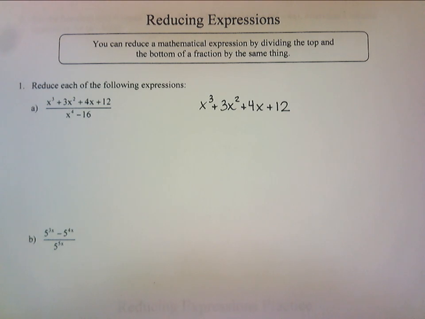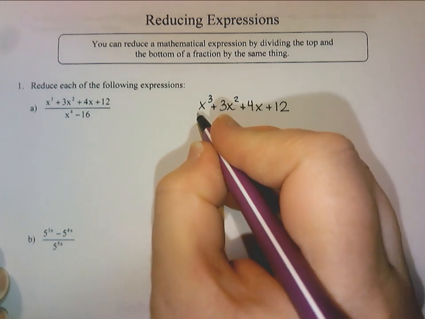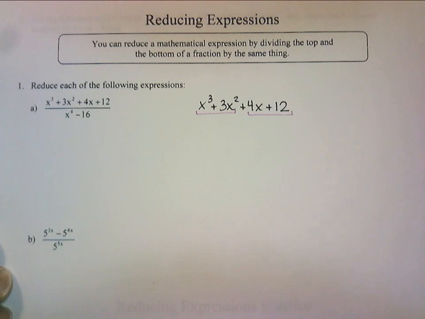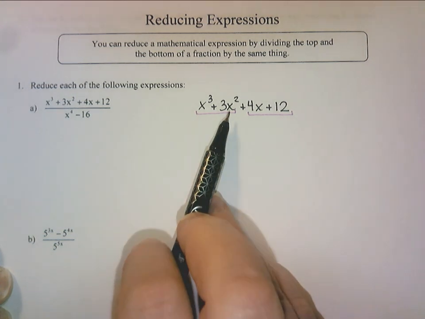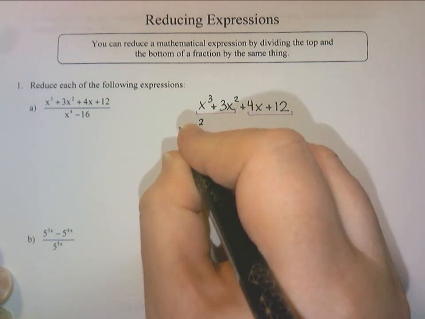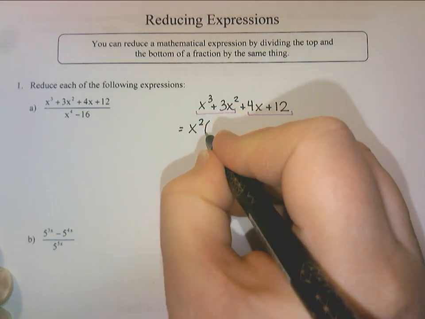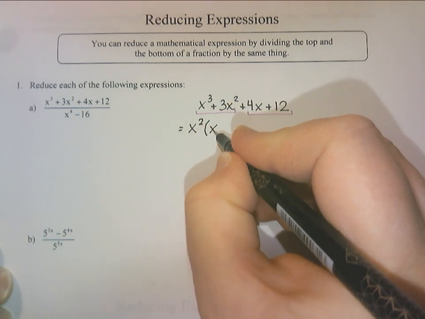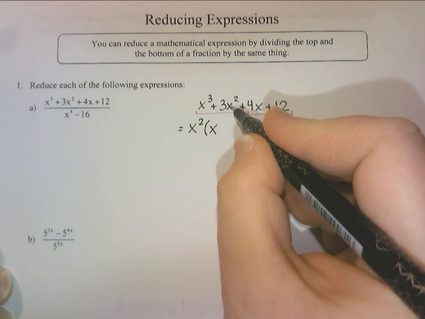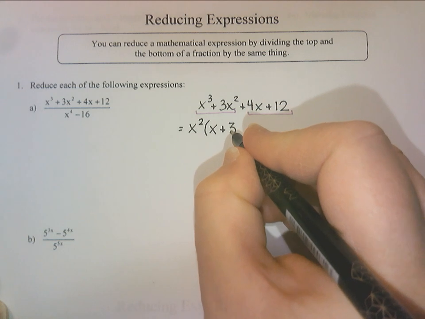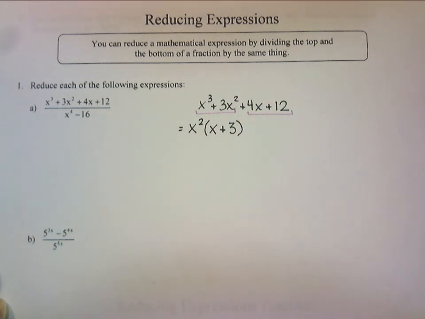Our second option is that we can try to group in pairs. So I'm going to group together the first 2 and then the last 2 and see what they have in common. The first 2 both have an x, and the lowest exponent is a 2, so they have an x squared in common. Then x cubed divided by x squared leaves me with 1x, and 3x squared divided by x squared leaves me with a 3. So I end up with x squared times x plus 3.